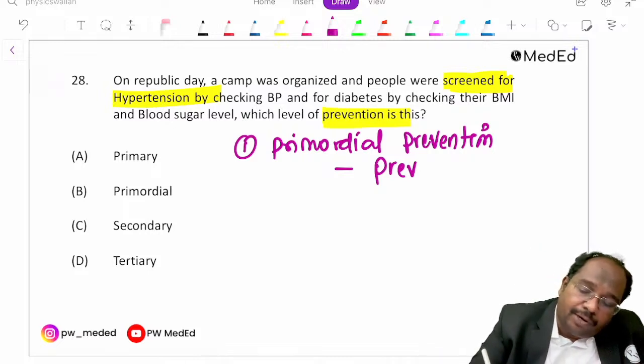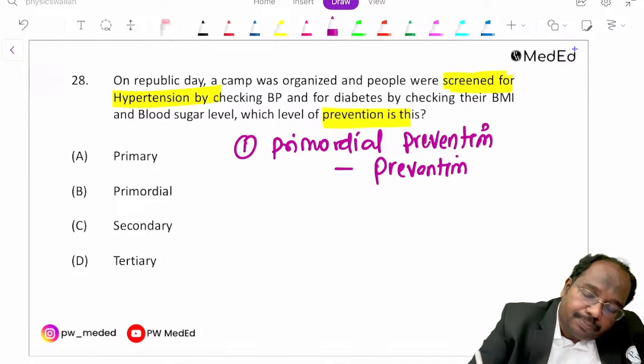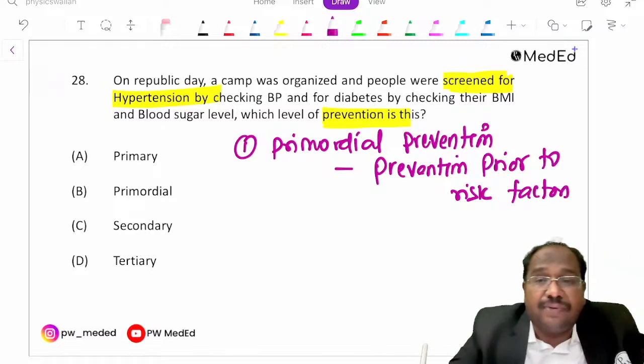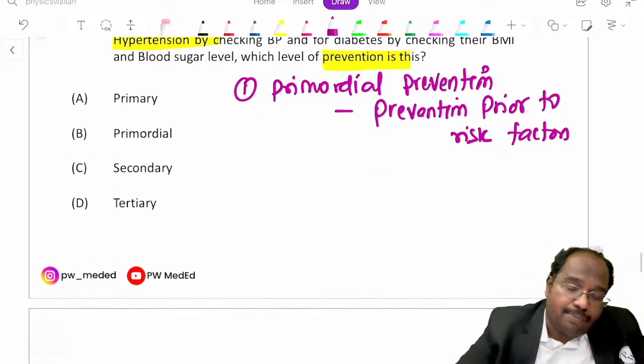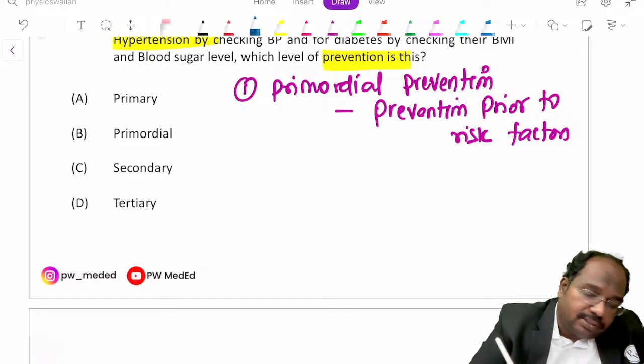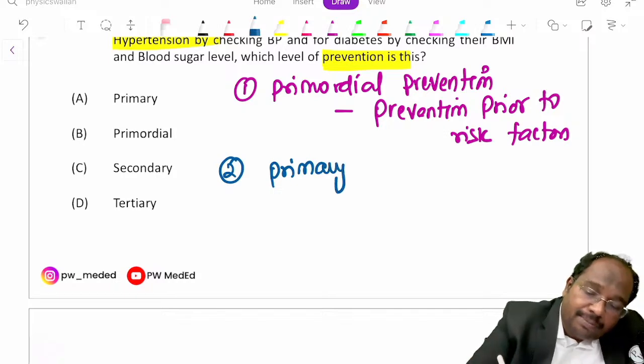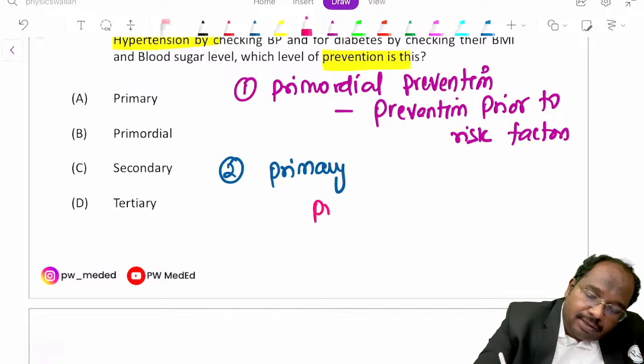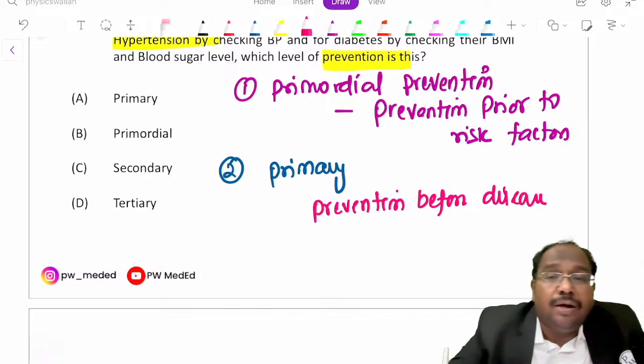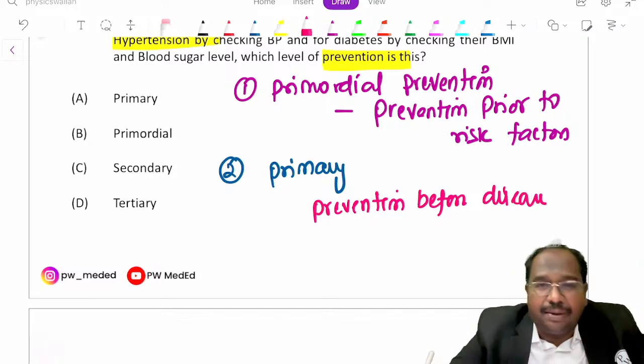So what is primordial prevention? Prevention prior to risk factors. Before risk factors itself, we are doing prevention. This is primordial. Second, what is primary prevention? So primary prevention is prevention before disease. That means risk factor may be there, you are preventing before disease.